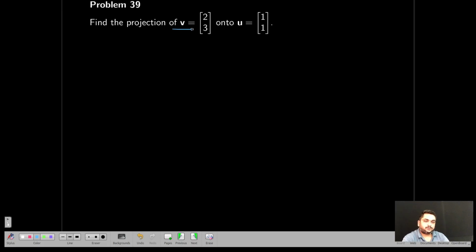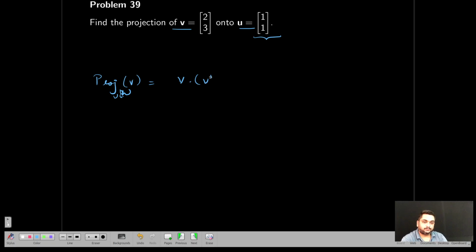Find the projection of V equal to 2 3 onto U equal to 1 1. So what is the span here? This is the span. That is the meaning. How will you find the projection of V on U? U is a subspace, or you can say W is a subspace and U belongs to this W.